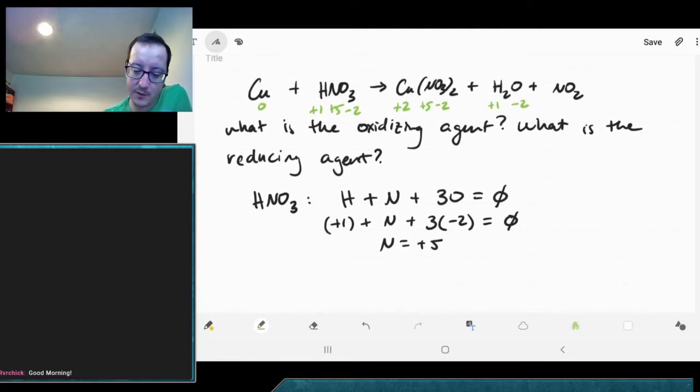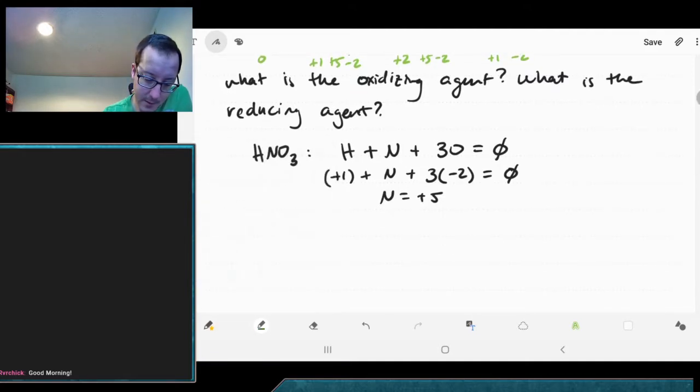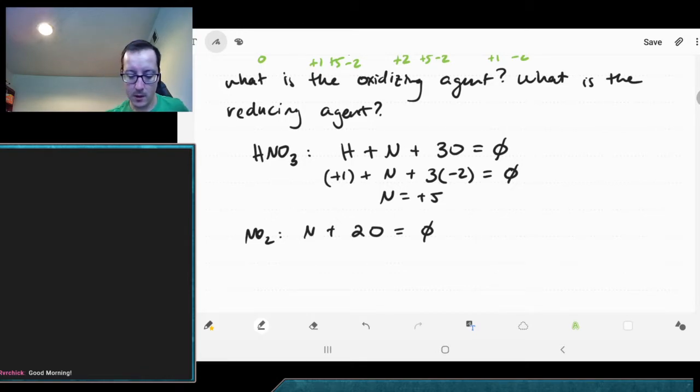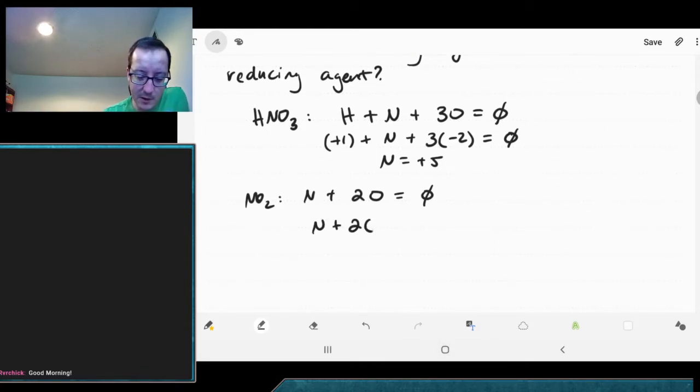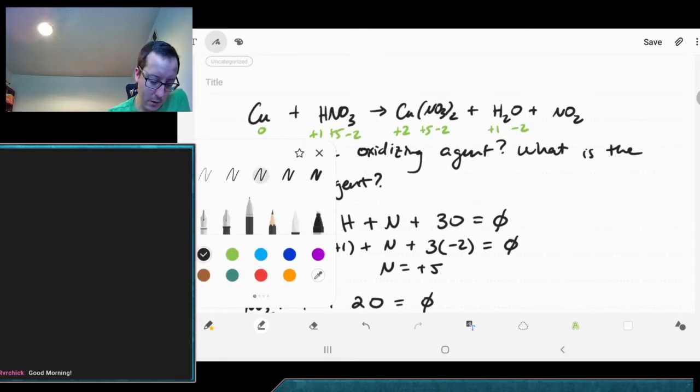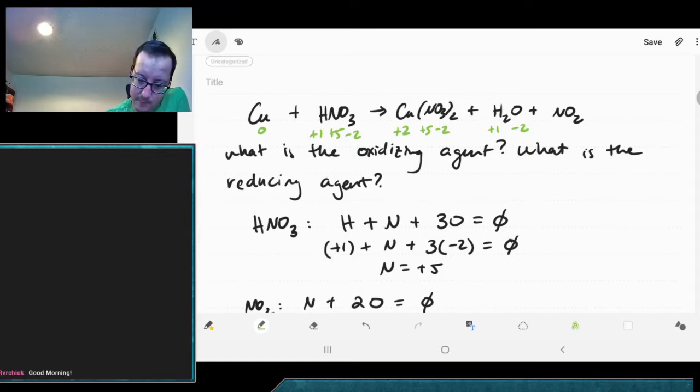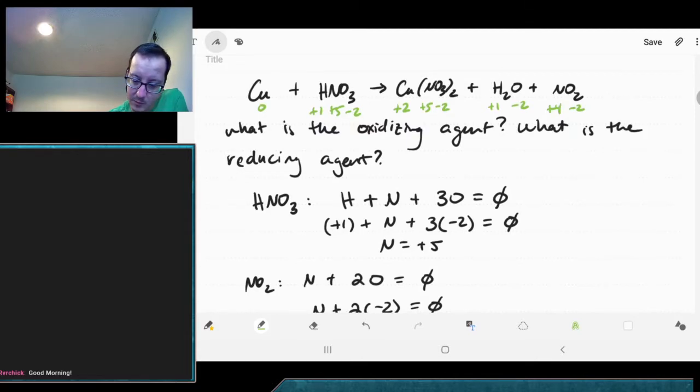And so we just have one more left. We have the nitrogen dioxide over there. So we know that nitrogen plus 2 oxygens must equal 0. So nitrogen plus 2 times -2 equals 0. Remember, oxygen being more electronegative, we're going to deal with it first, because it's more electronegative than nitrogen is. We get nitrogen to be +4 here. So if we go ahead and indicate that, make that a little bit more clear. Okay.